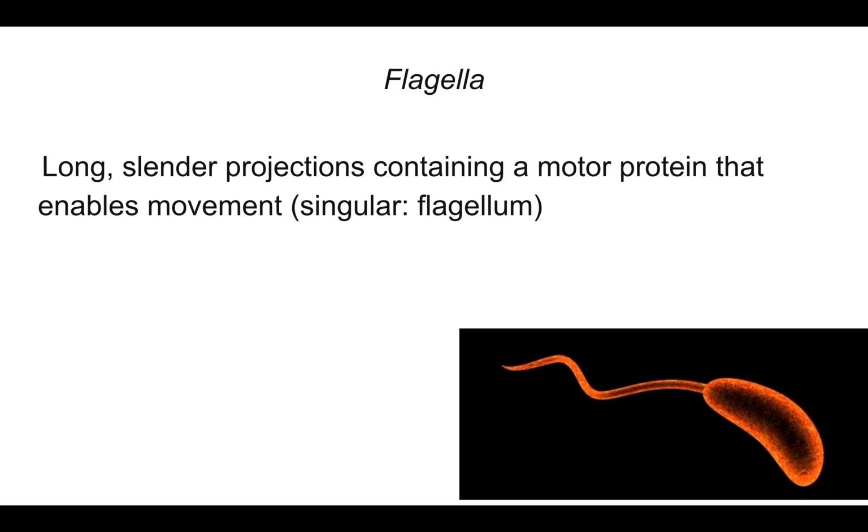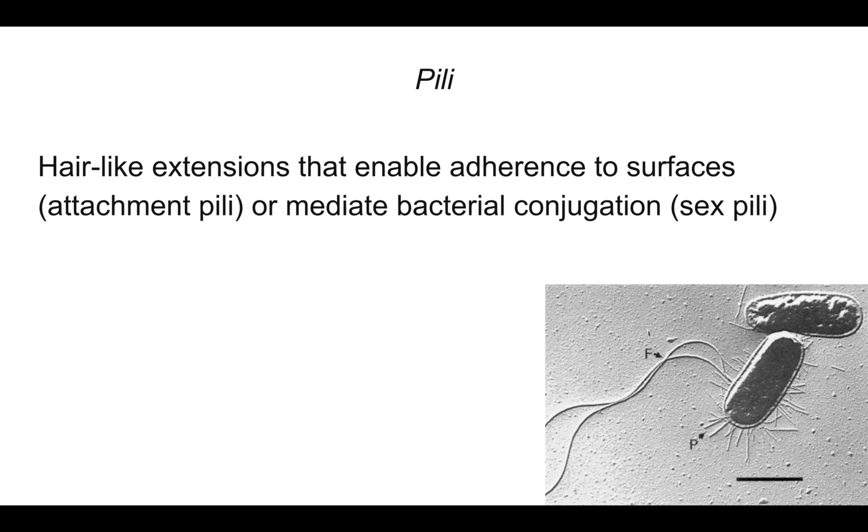And finally, the flagella. This is a long, slender projection that contains a motor protein that enables movement. It's shown in this tail-like figure. That's what the flagella is. Oh yeah, and then there's pili, sorry. This is a hair-like extension that enables adherence to surfaces, or it is also responsible for bacterial conjugation, so it can reproduce with other bacteria and create a fertile offspring. So these are small hair-like structures on the slime capsule on the outside of the bacteria.